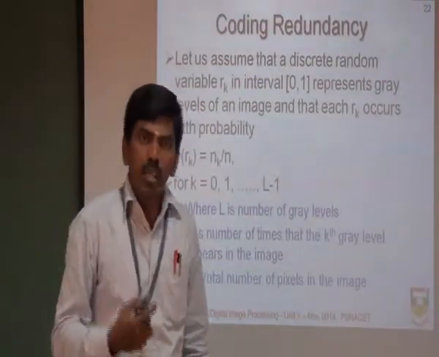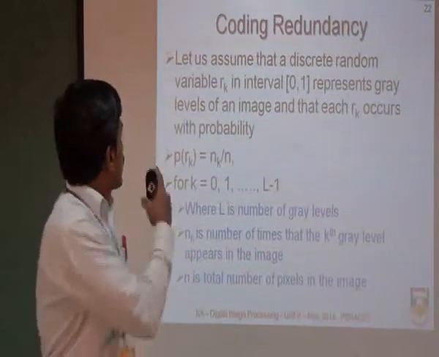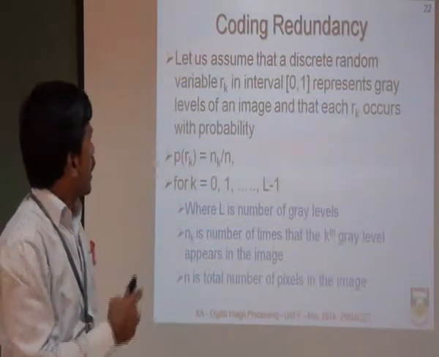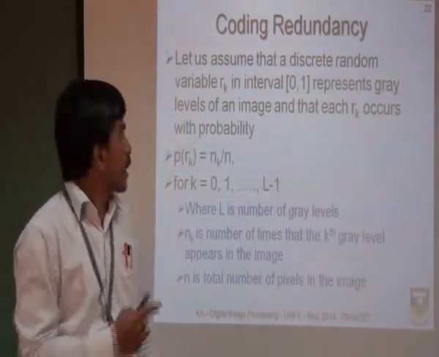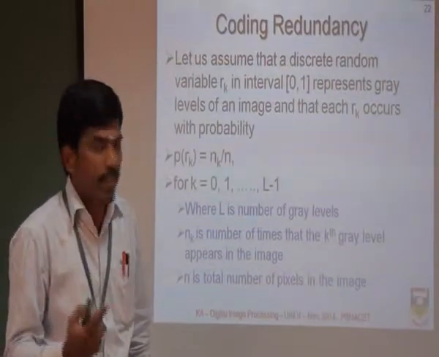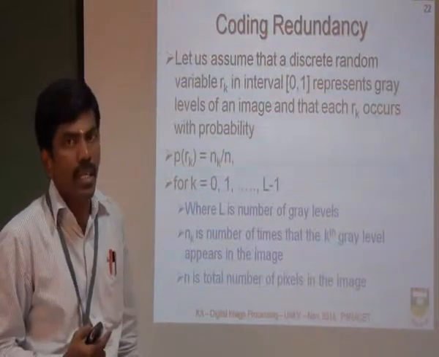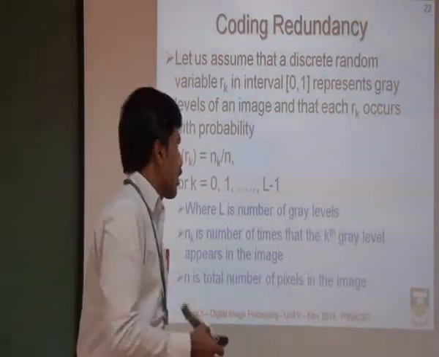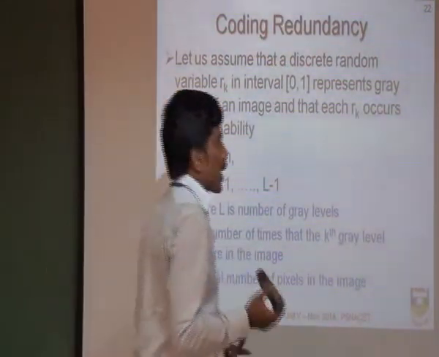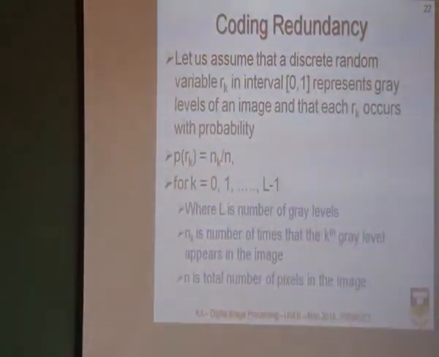Now let us move on to what coder redundancy is. Let us assume that the discrete random variable Rk, in the interval 0 to 1, represents the gray levels of an image. Each Rk occurs with a probability, which is P of Rk.